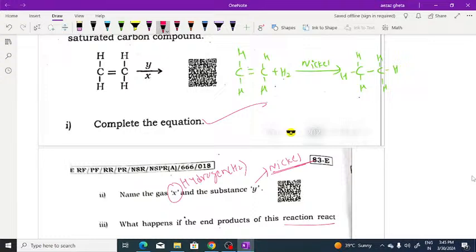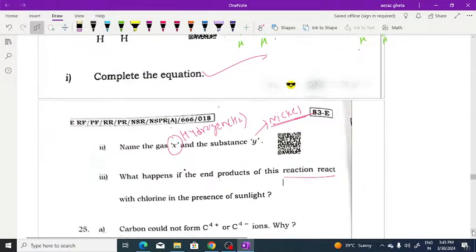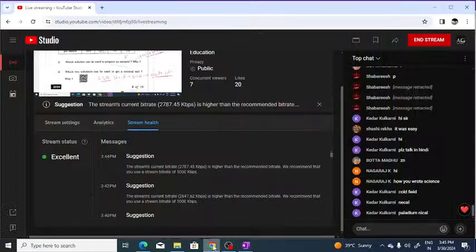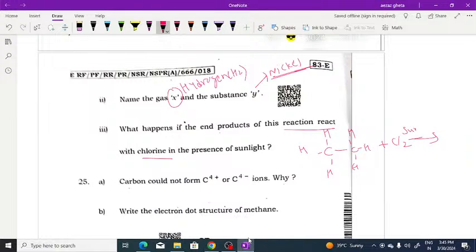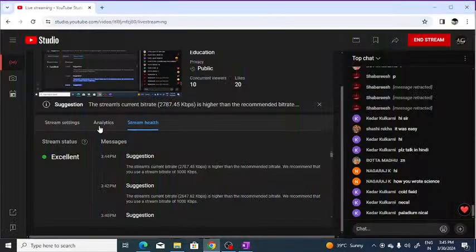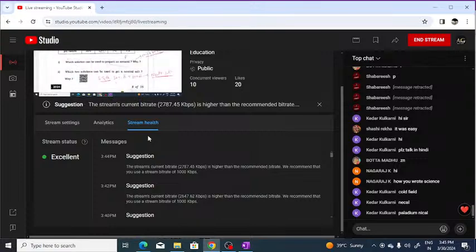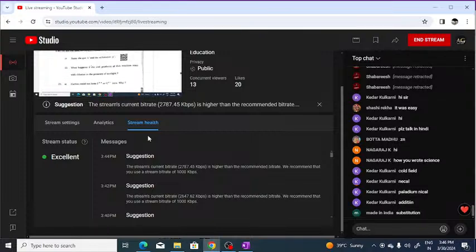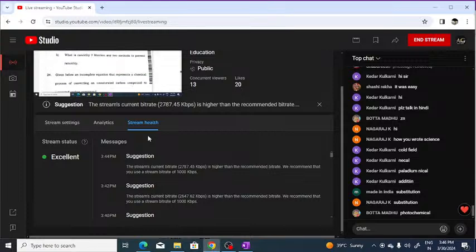What happens if the end product of this reaction reacts with chlorine? Tell me what happens when the end product reacts with chlorine. Anybody have an idea? In the presence of sunlight, which reaction takes place? Do you have any idea which reaction takes place? Nickel and palladium, that's great. Kedar Kulkarni, substitution reaction, that's a great answer, Kedar. Addition reaction is over.